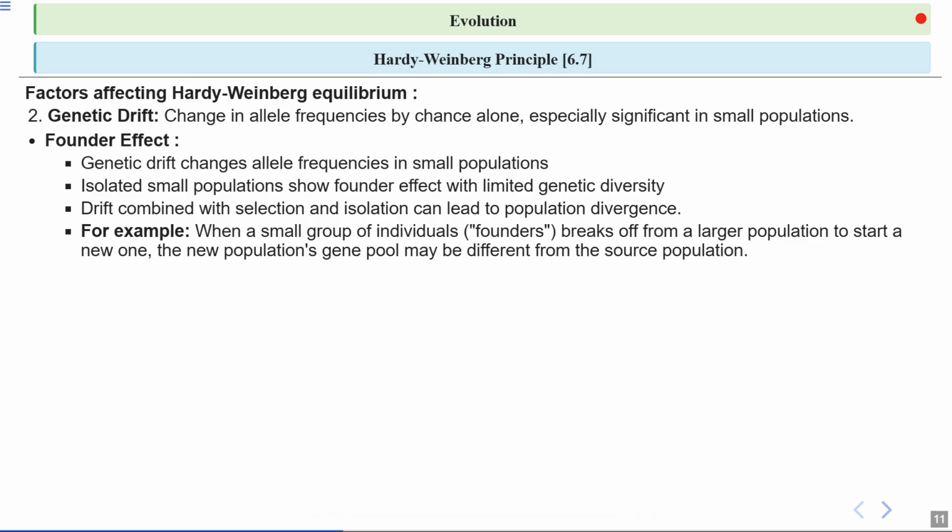Let's understand founder effect with the help of an example. When a small group of individuals, which are known as the founders, break off from the larger population, they are moving out of the original population and starting a new one. The new population's gene pool may be different from the source population. So the allele frequencies will be different in the new population as compared to the original population.